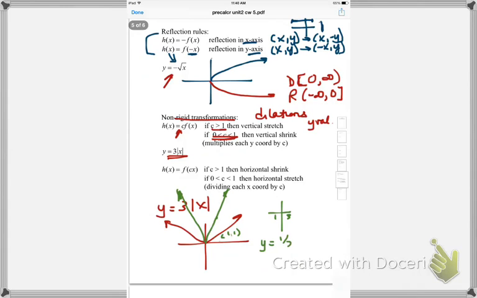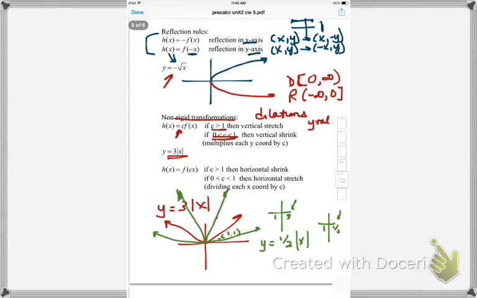If I put a 1/2 out here, and I did the same thing and put the x of 1, y would give me 1/2. That would cause me to come out here. And I would be a shrink. Even though it looks flatter, it shrunk the distance to 0. So we're looking at the change in y's when we refer to this.